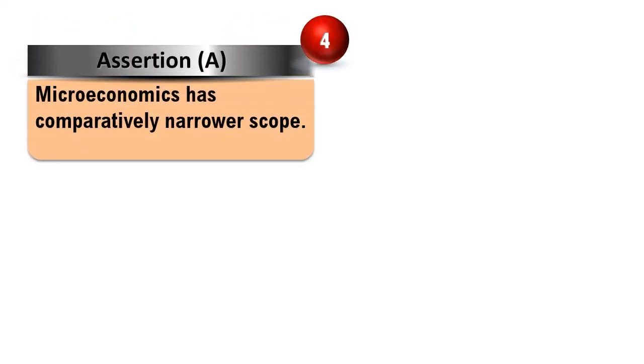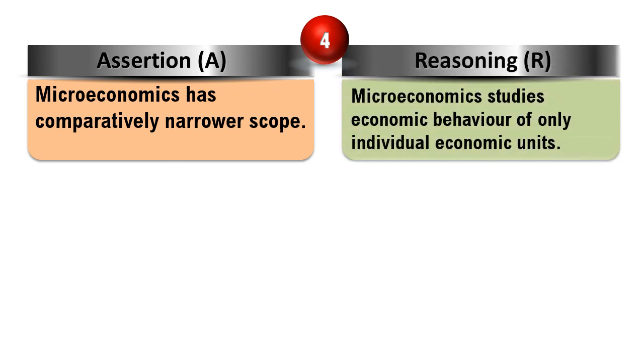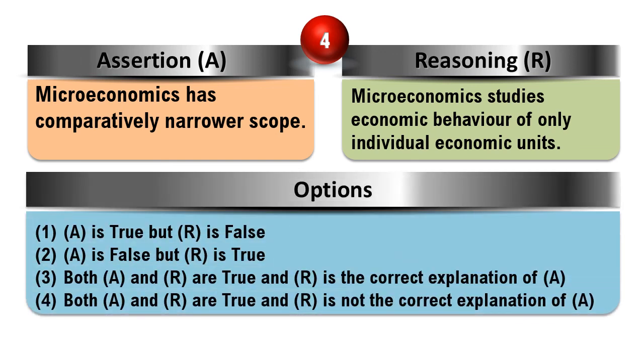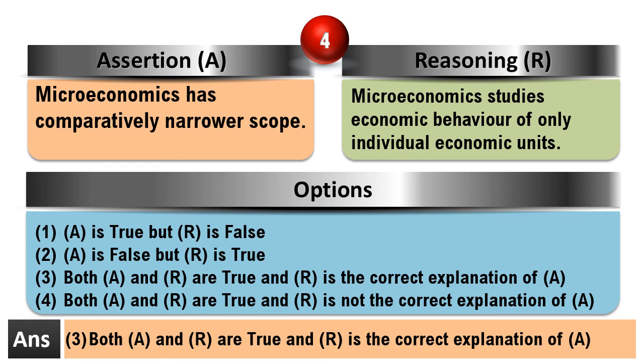4. Assertion. A. Microeconomics has comparatively narrower scope. Reasoning. R. Microeconomics studies economic behavior of only individual economic units. Options. 1. A is true but R is false. 2. A is false but R is true. 3. Both A and R are true, and R is the correct explanation of A. 4. Both A and R are true, and R is not the correct explanation of A. And the correct option is 3. Both A and R are true, and R is the correct explanation of A.